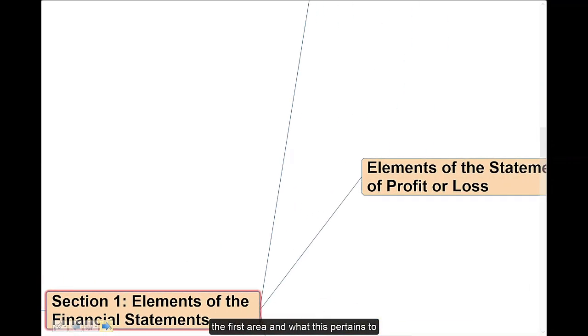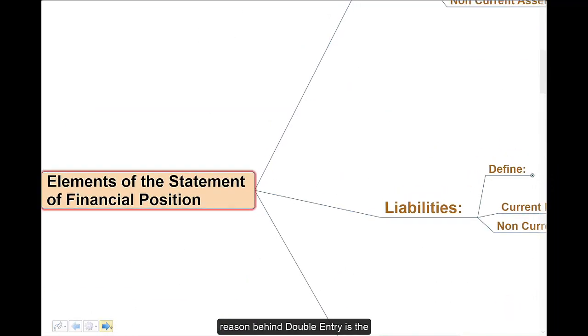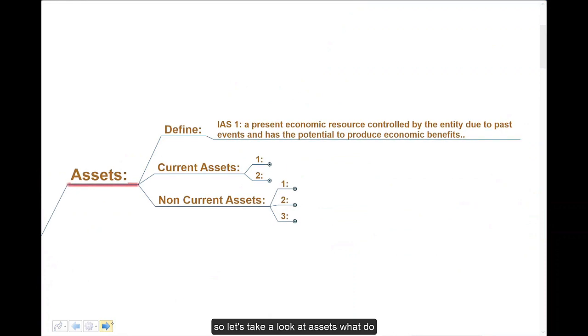And what this pertains to is really the idea that the reason behind double entry is the production of statements. In the first instance, the statement of financial position. Now, from our opening chapter, you'll be familiar with the statement of financial position is simply the idea that we own things or we owe things. And really, this statement, which is at a particular point in time, references assets versus liabilities. So let's take a look at assets.